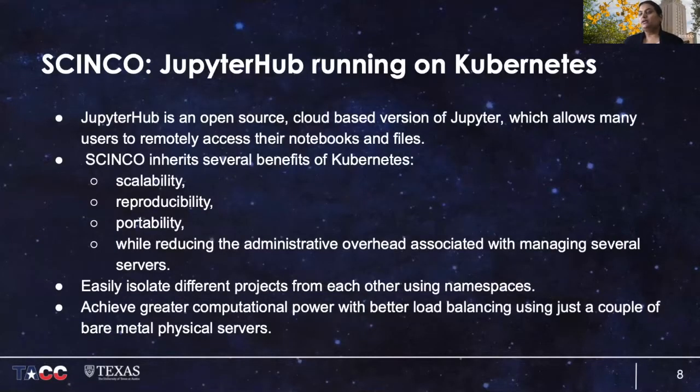So SCINCO is a JupyterHub running on Kubernetes. But what exactly is JupyterHub? JupyterHub is an open source cloud-based version of Jupyter, which allows many users to remotely access their notebooks and files. SCINCO inherits several benefits from Kubernetes, such as scalability, reproducibility, portability, and at the same time, it reduces the administrative overhead associated with managing several servers. You can easily isolate different projects from each other using namespaces. With Kubernetes, you can achieve greater computational power with better load balancing using just a couple of bare metal physical servers.